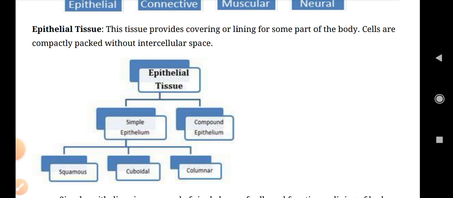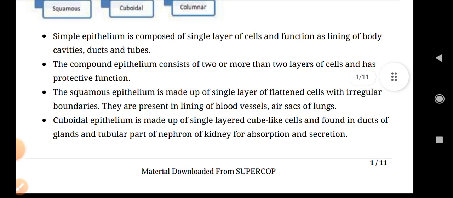Epithelial tissue: simple and compound epithelium. Simple epithelium has three parts: squamous, cuboidal, and columnar. Simple epithelium is composed of a single layer of cells and functions as lining of body cavities, ducts, and tubes. Compound epithelium consists of two or more layers of cells and has a protective function.